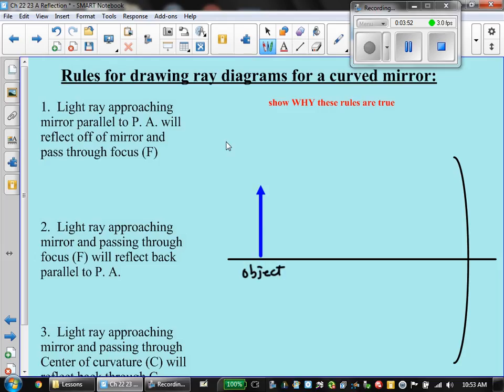What I'm going to do is that rather than taking this object, which is of course made up of thousands of individual points, or actually an infinite number of points, I'm going to take the point at the very top. And I'm going to follow the rules to figure out where the image forms.